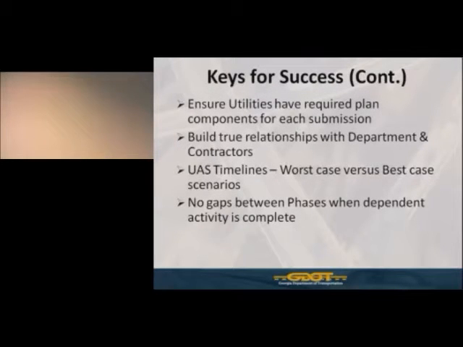Ensure utilities have required plan components for each submission. This is something as a utility owner, if you're aware, when you get those plan submittals from the department, make sure you have everything you need to do an adequate design, relocation design. In other words, you need obviously the 2D plan drawings, but you need cross sections, you need drainage profiles, drainage cross section, staging plans if there are any. If you're aware of any plans, sections of plans that you feel you need to do an adequate review and design of your relocation facilities and you don't have them, please contact the district utility office immediately to ensure that we can get you the necessary sections for you to complete your work with.